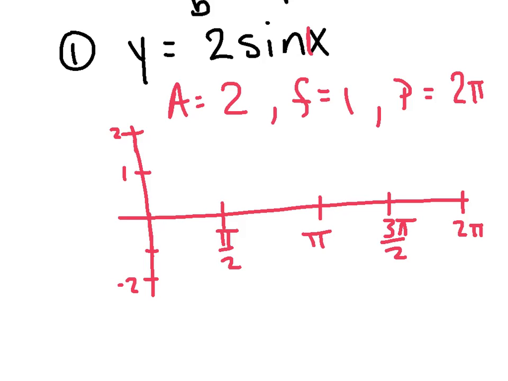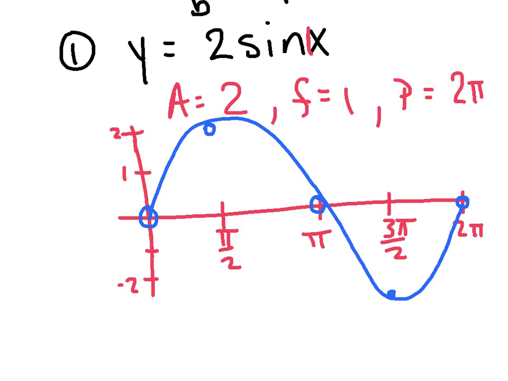Okay, I'm going to start with a root, go up to a max, root, min, root. And once I get those 5 points done, then I'm just going to be real careful and smooth and sketch that curve like such. And I got one complete cycle.